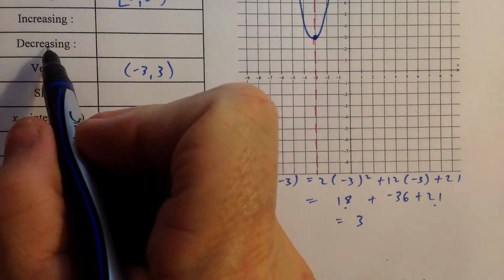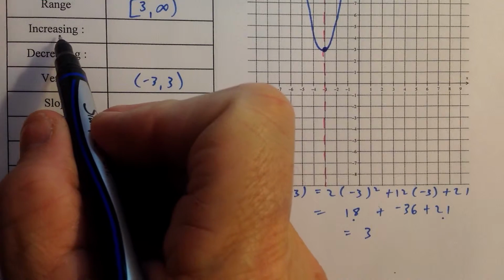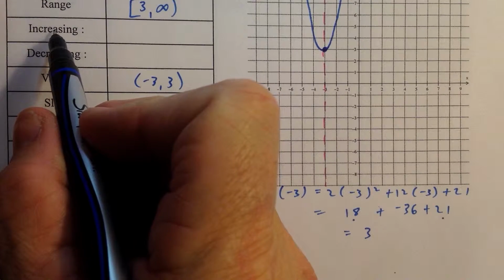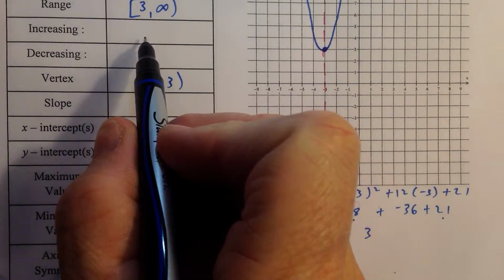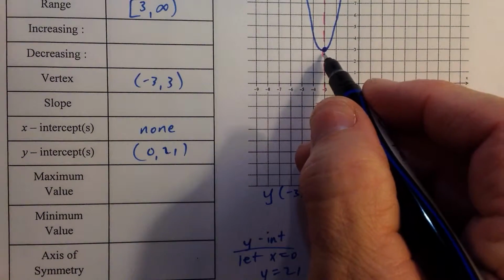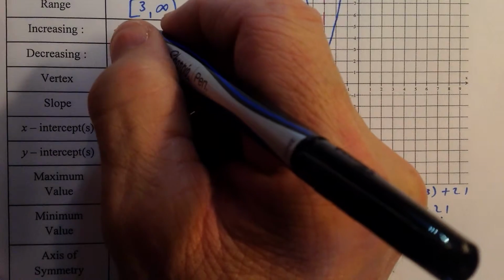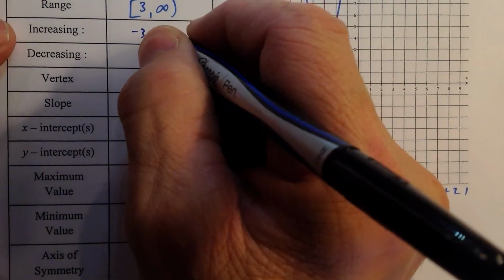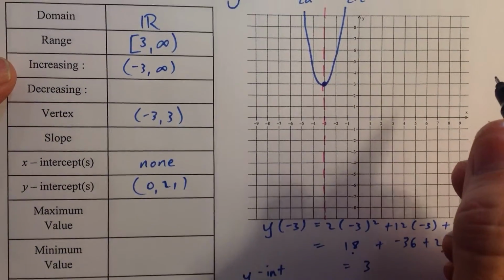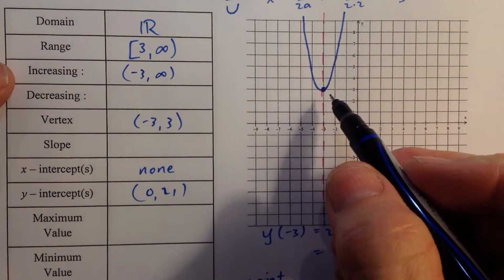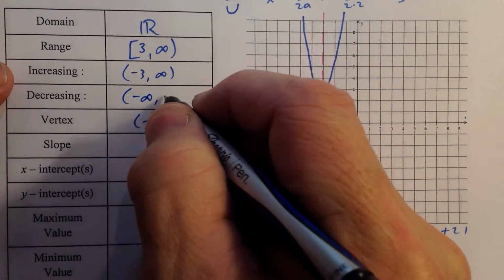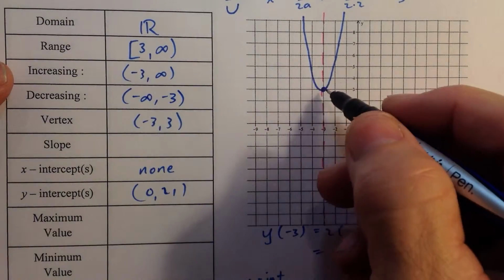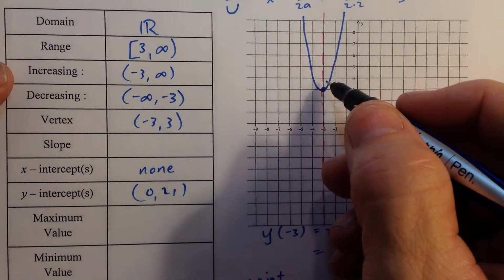So again, the increasing and decreasing is what we're being asked here: the function is increasing over what part of the domain? Well, from the axis of symmetry to the right, so from negative 3 to the right, the function's y values are getting bigger, or the function's values are increasing. And likewise, from negative infinity all the way to the axis of symmetry, the y values are getting smaller.